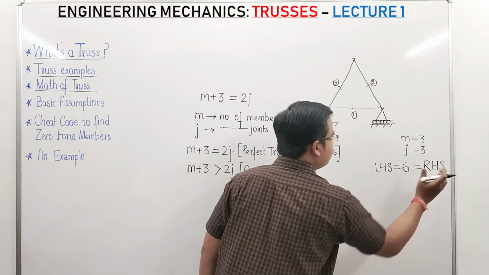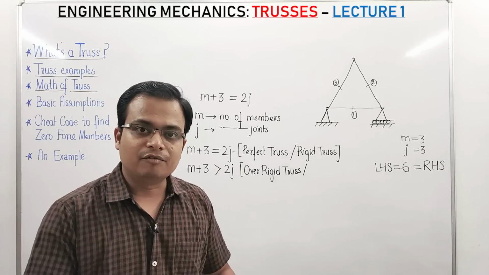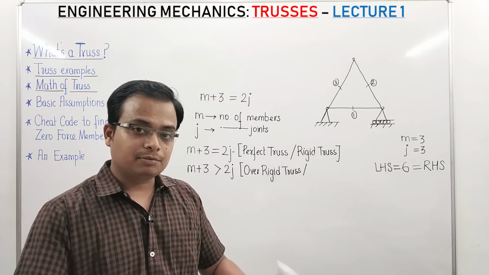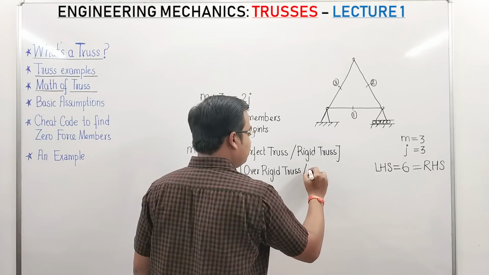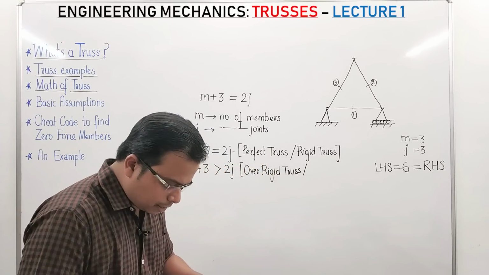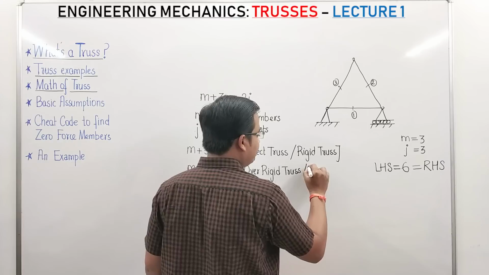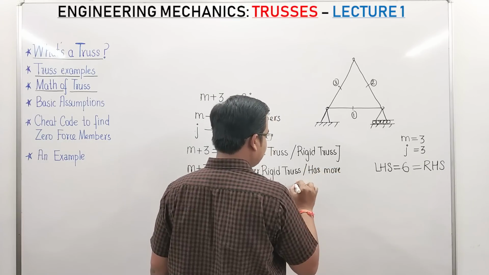You simply need to compare the LHS with the RHS. If the LHS is equal to the RHS, it's a perfectly rigid truss, or a perfect truss, let me say. If LHS is more than RHS, it's an over-rigid truss. That means, let me just write a statement. I wrote a beautiful statement. Has more members than required to be rigid.